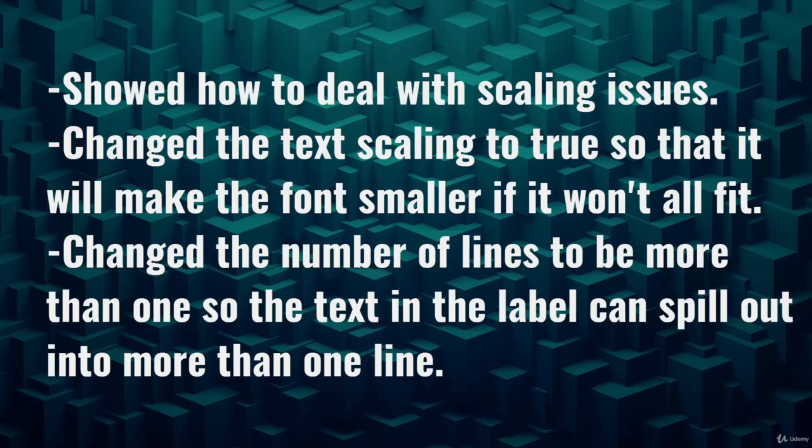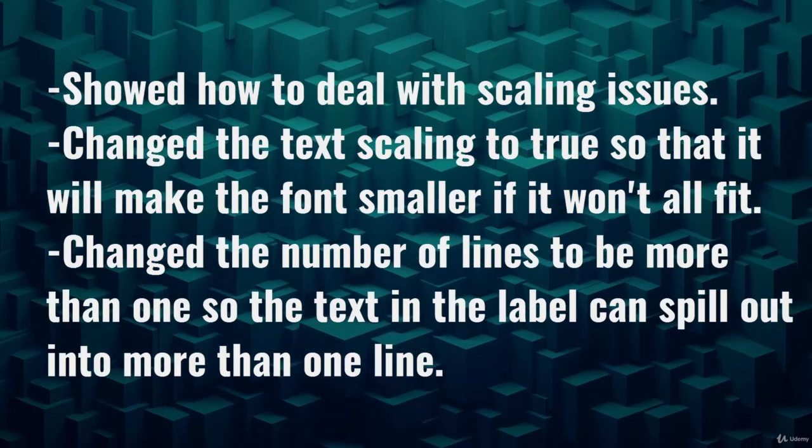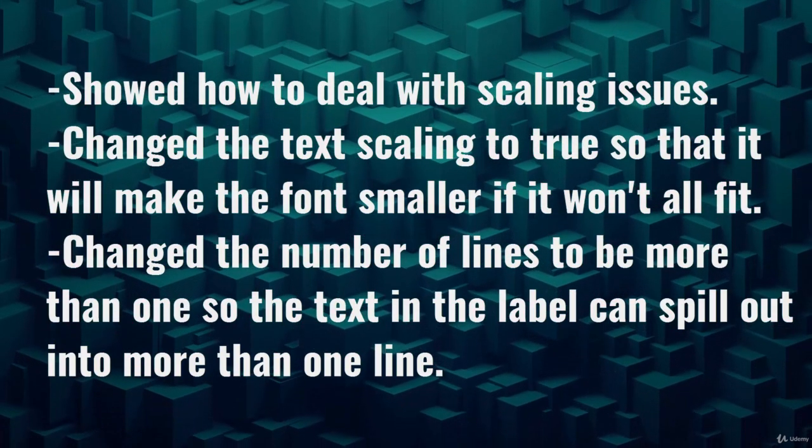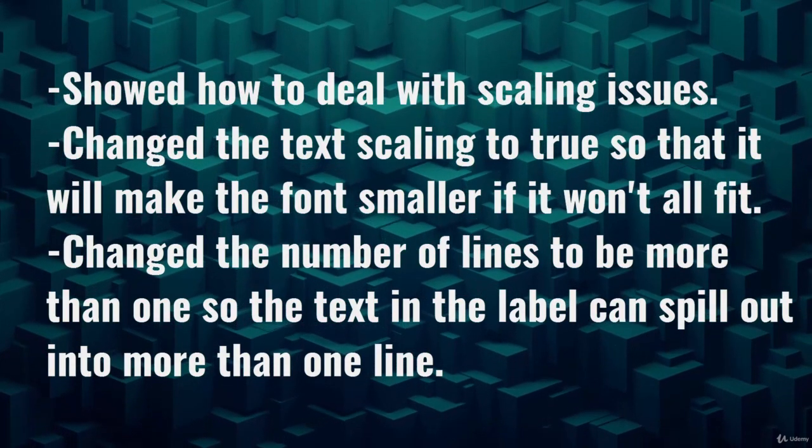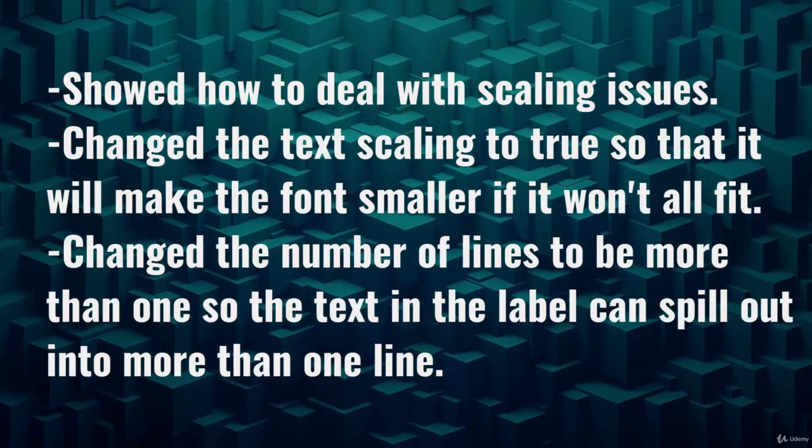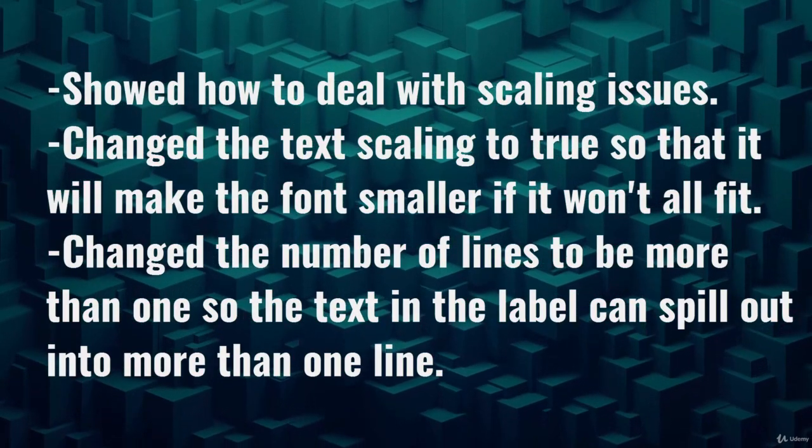We also changed the number of lines to be more than 1, so that the text in the label can spill out into more than 1 line. In our case we only had 1 small sentence, and it was fine to fit all on 1 line, but in most labels you'll probably need more than 1 line. So either the text gets really small or it spills out into more than 1 line, and that's fine. This allows you to set a maximum number of lines. It doesn't have to fill all of the lines, but this and adjusting the font size to fit the width just ensures that all of the text stays within the label and that you don't get anything cut off.